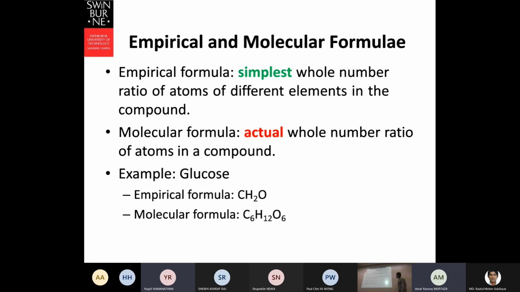Somebody can ask the question: if we need the molecular formula, why do we bother about the empirical formula? We don't need to, but if we try to isolate one chemical from some kind of source, then we go through this empirical to molecular formula. Success is not that easy; success needs so much dedication. So the scientists find out the empirical formula and then try to go to the molecular formula that way.